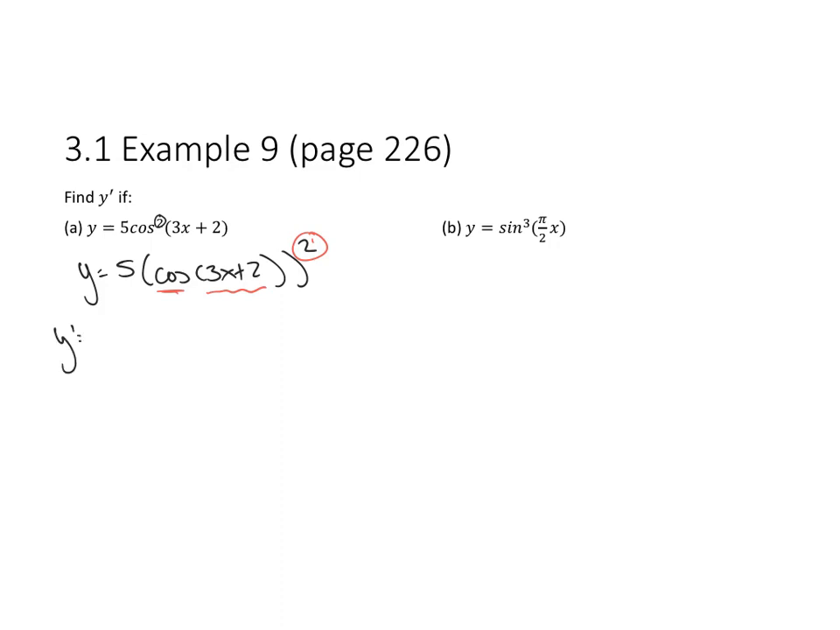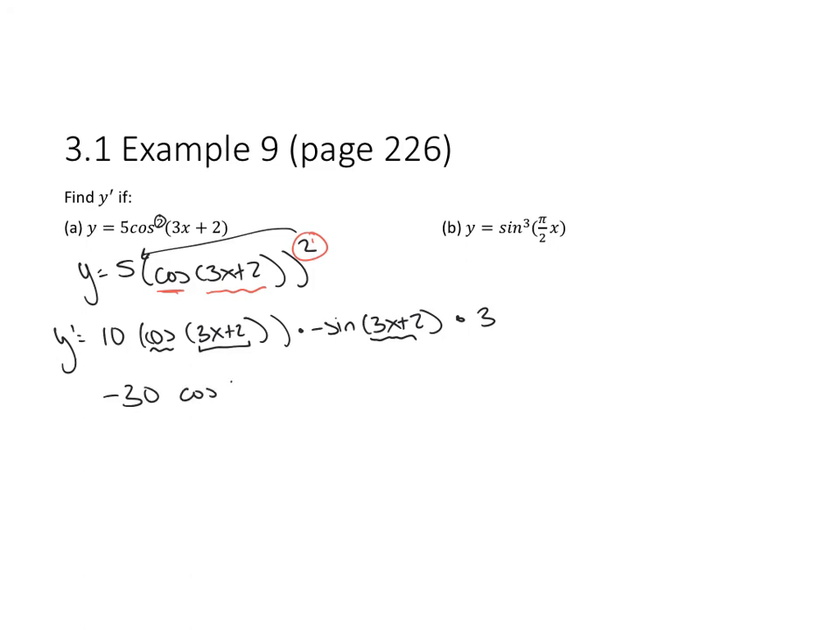So my derivative, the 2 comes down first, and I get 10, and everything stays the same: cosine of 3x plus 2. Now I multiply by the derivative of cosine, so minus sine 3x plus 2. Then I finally multiply by the derivative of the baby, this last baby here, of 3x plus 2. See how it stayed the same? Now I multiply that by 3, and then I can write all this out as negative 30 cosine 3x plus 2 sine 3x plus 2.